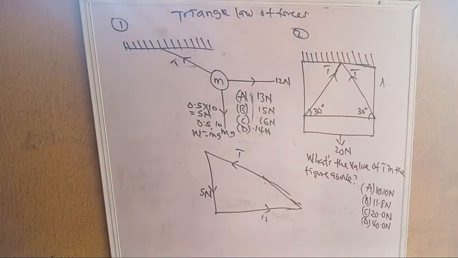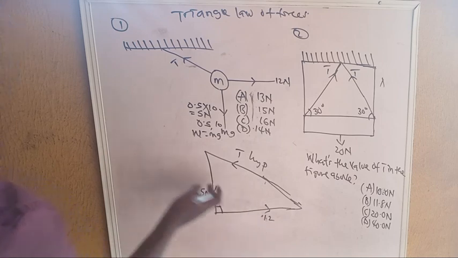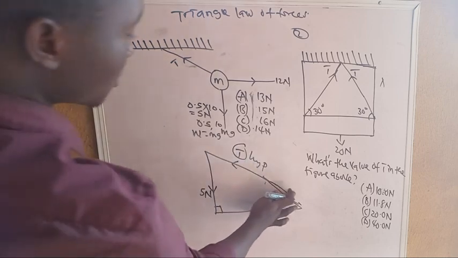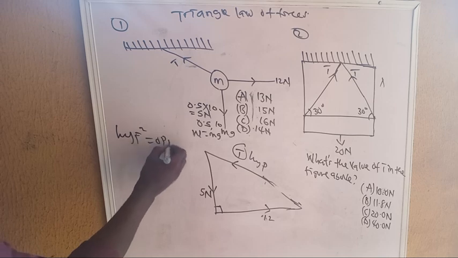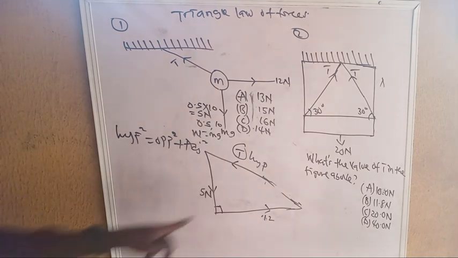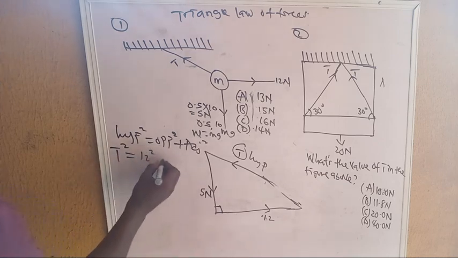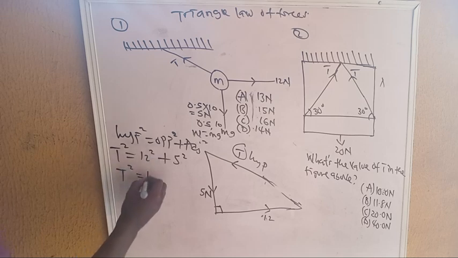If this is the case, this is 12, so this is the hypotenuse side. Then if this is the hypotenuse side, this will give us the opposite because of the 90 degrees here, while this one is the adjacent. So how do we calculate for tension? The only way we can calculate for tension here is to use Pythagoras theorem. What is Pythagoras theorem? It says hypotenuse squared is equal to opposite squared plus adjacent squared. So what is hypotenuse squared? That is T squared, which is equal to opposite squared, that is 12 raised to power 2, plus adjacent squared, that is 5 raised to power 2. What do we have? T squared is equal to 12 squared, which gives us what?